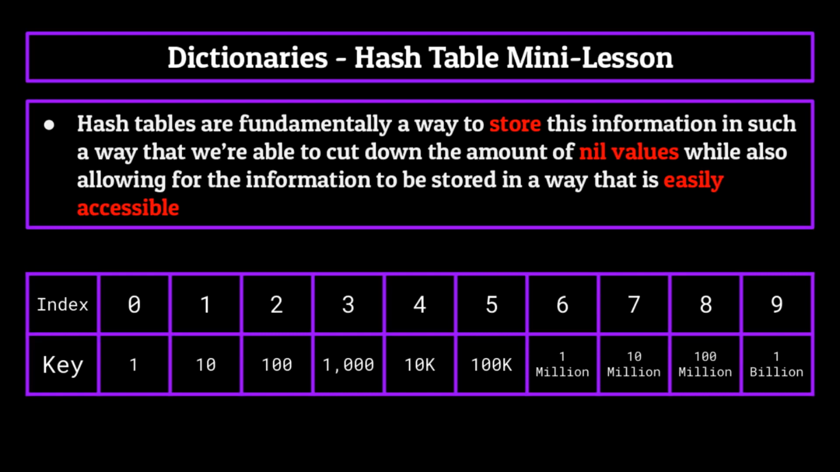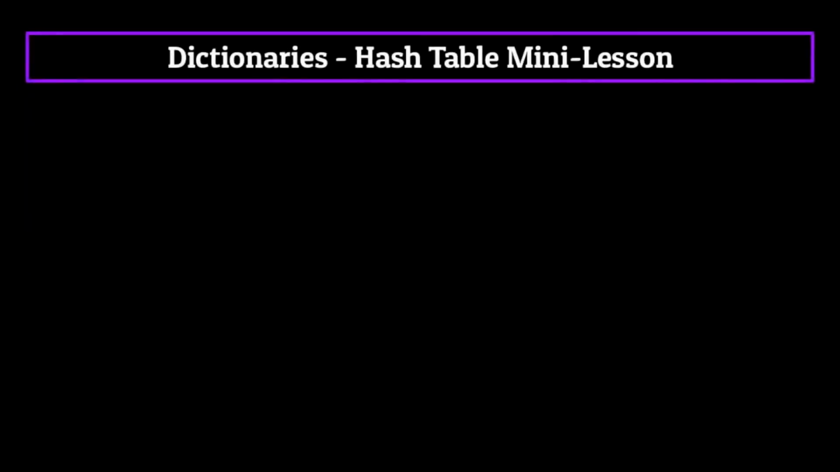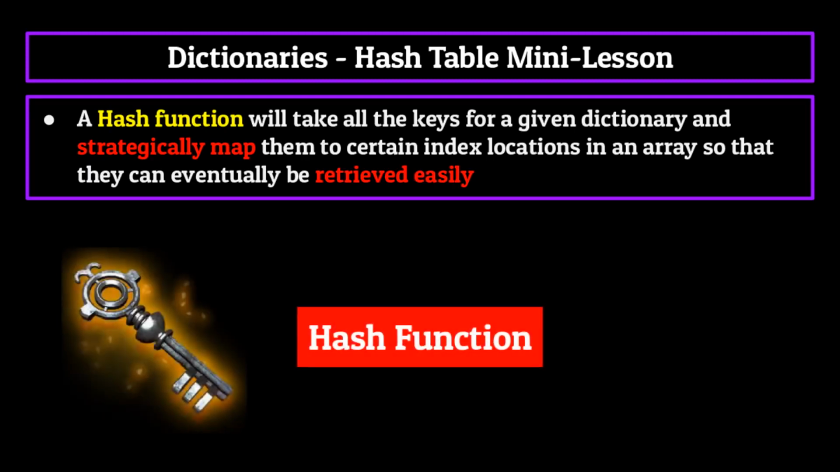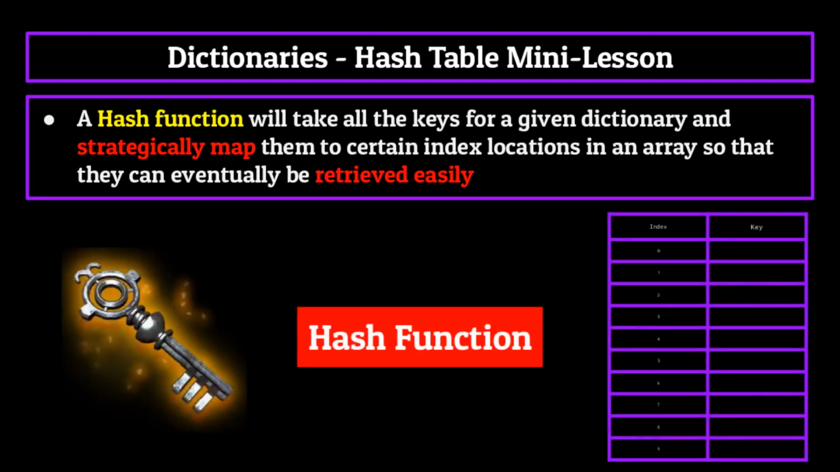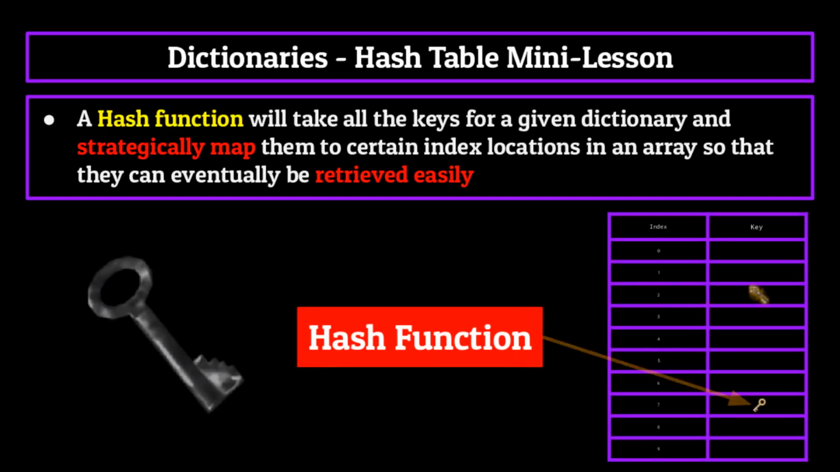Well, through the use of a trick programmers use known as hash functions. A hash function will take all the keys for a given dictionary and strategically map them to certain index locations in an array so that they can eventually be retrieved easily. Essentially, by giving a hash function both a key and a table, it can determine what index location to store that key at for easy retrieval later.